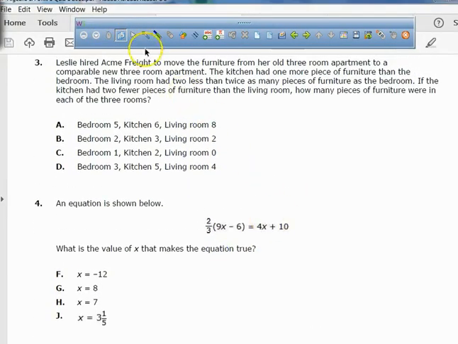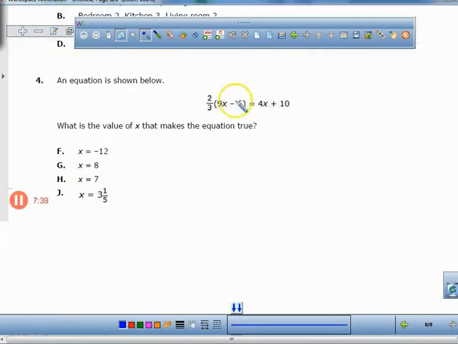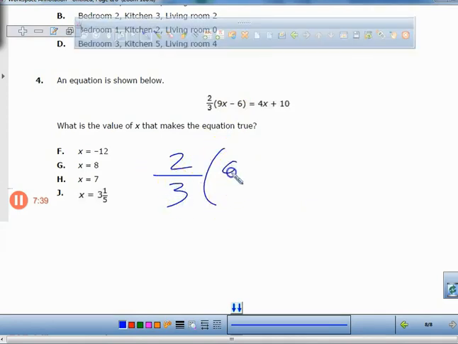Alright. On to problem number 4. Gonna do it by hand here, starting out. Gotta distribute that 2/3 times 9x minus 6, close parentheses, equals 4x plus 10. Gotta distribute that 2/3 now.